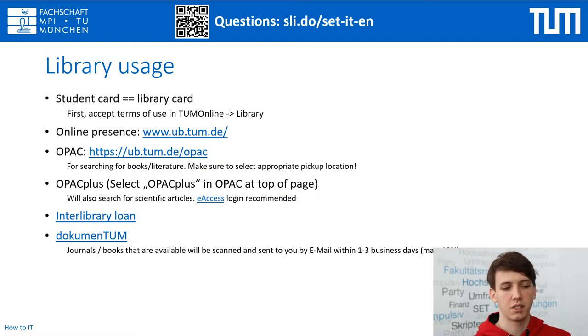And finally, Documentum, which is a service where you can get scans of journals or books that are available. These scans will be sent to you by mail within a few business days. And also there's a limitation because of copyright. You can only scan 10% of any book at once.